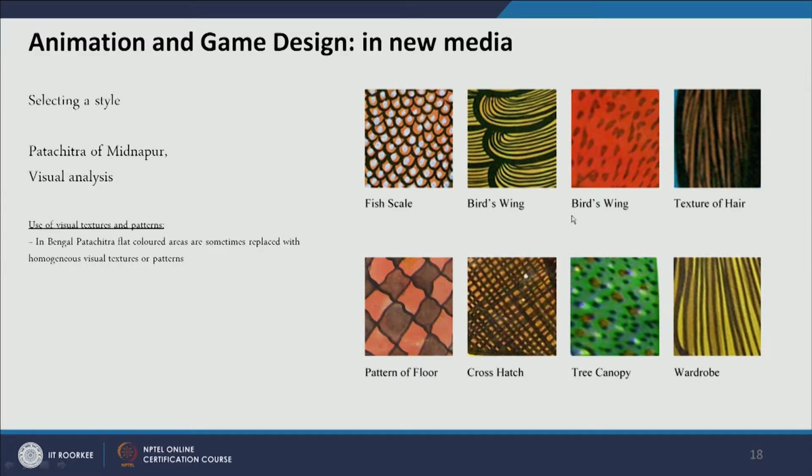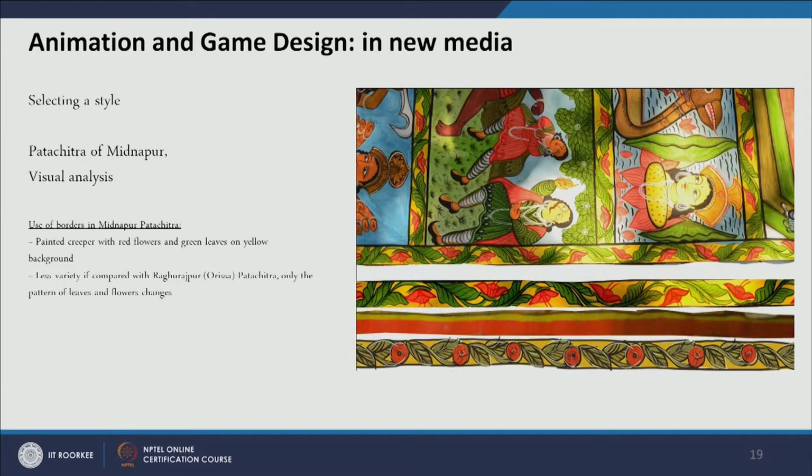So here are the textures which are derived from the particular style. So fish scales, bird's wing, and different things, to depict different things, different textures and different colors have been used. So the texture, which is also an element of design, has been derived from the original source of the style.